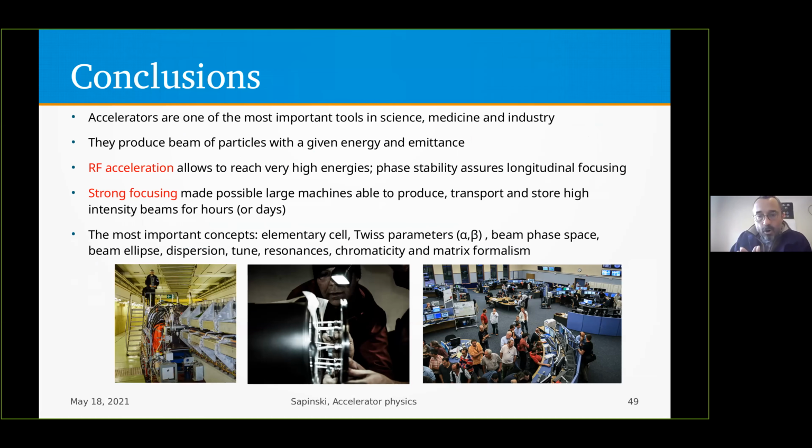The two very strong, very important concepts are RF acceleration, which allows us to reach high energies, and strong focusing, which allows us to control the beam in the best way. Other important concepts related to beam dynamics are the elementary cell, twiss parameters, beam phase space, longitudinal and transverse, beam ellipse, dispersion, tune, resonances, chromaticity, and the matrix formalism, which is used for beam transport.